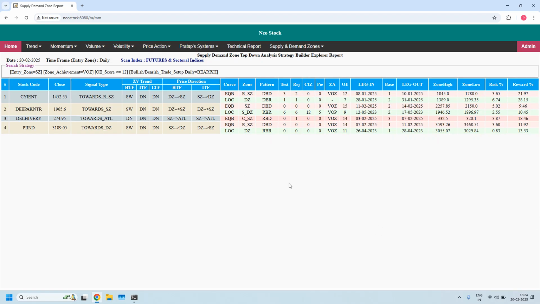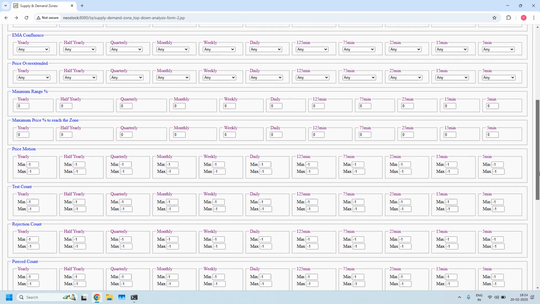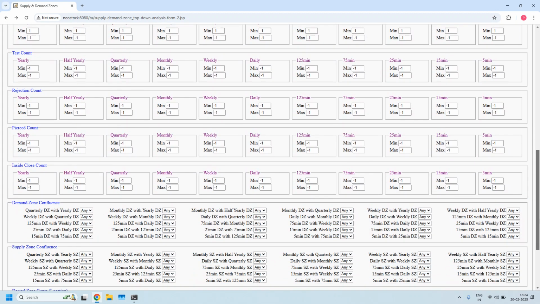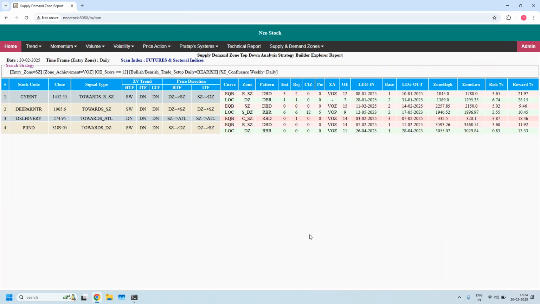So the first filter is ITF and LTF supply zone confluence. That is a daily and weekly supply zone confluence. I enable the filter. And with this filter, we got all the 4 stocks. That means in all these 4 stocks, these daily supply zones are overlapped with the weekly supply zone. And the weekly trend is down in all the 4 stocks. That is the ITF trend.